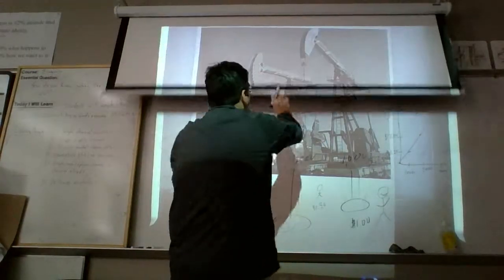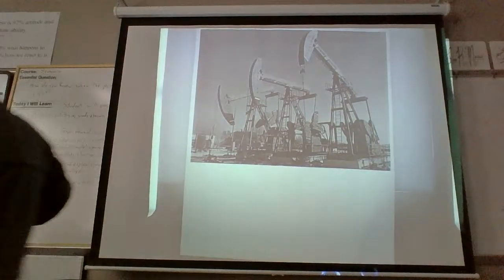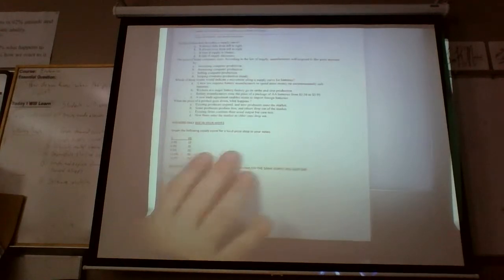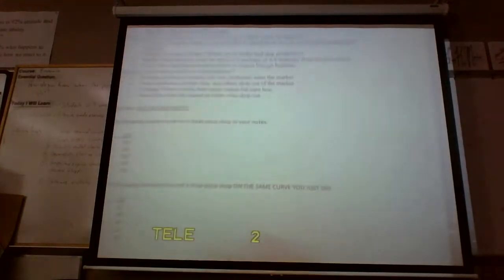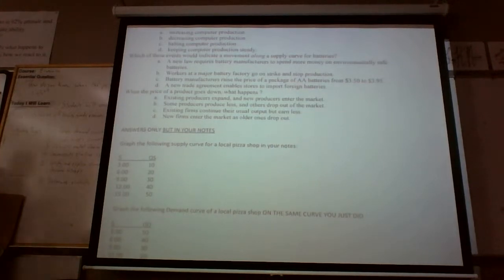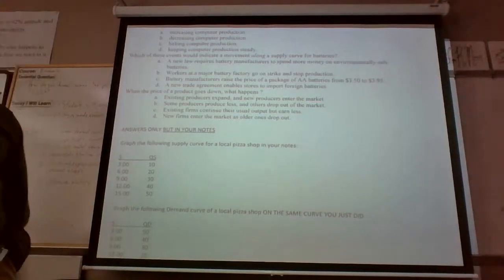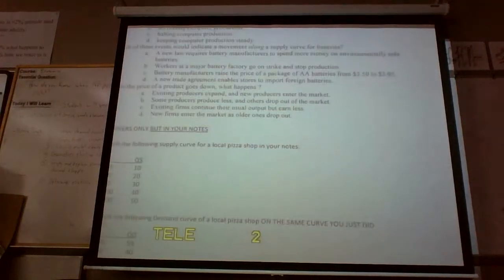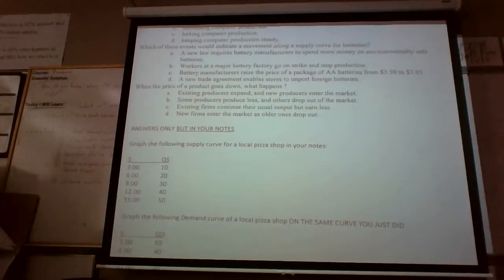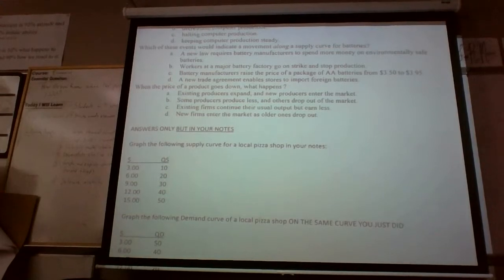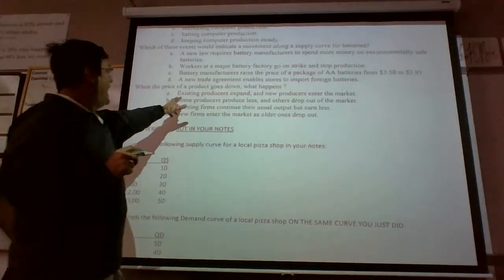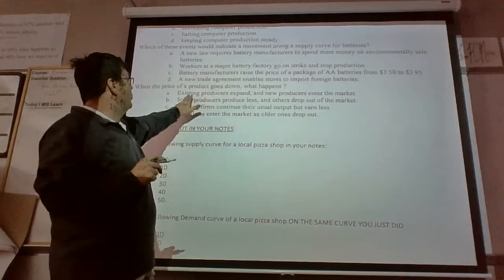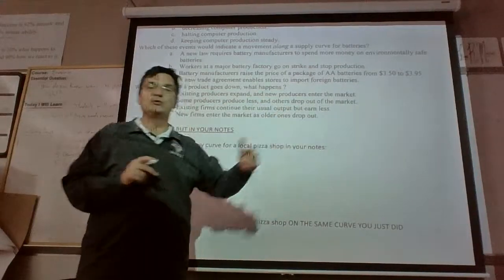Let's answer a couple more questions real quick to see how you do. Let's jump down to number 4. Take number 4, write it on the whiteboard for me, please. When the price of a product goes down, what happens? A, B, C, or D? Put it down, please. And let's see it. We're pretty much stuck between A's and B's. Let's talk through it. A's and B's. If the price goes down, do existing producers expand and new producers enter the market?